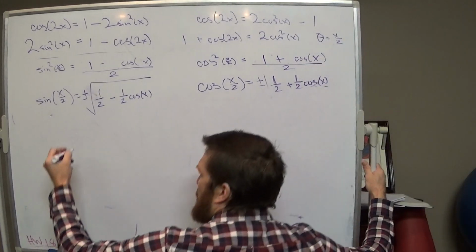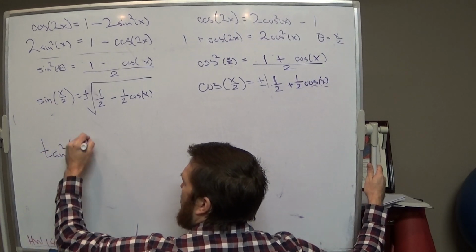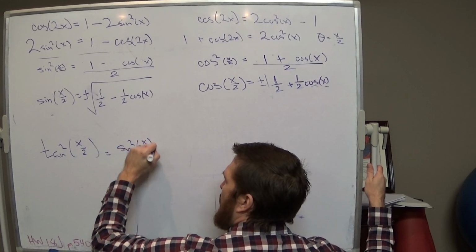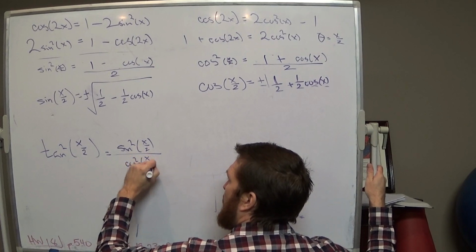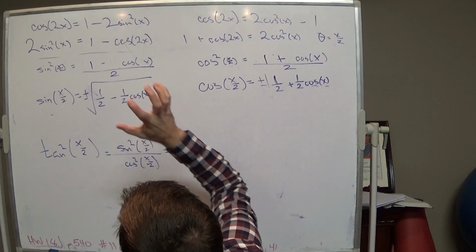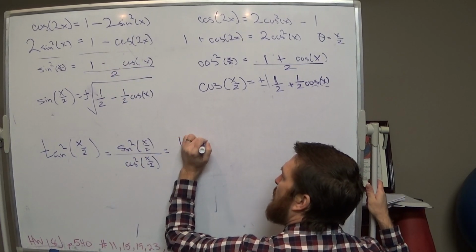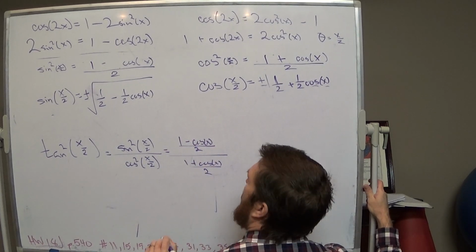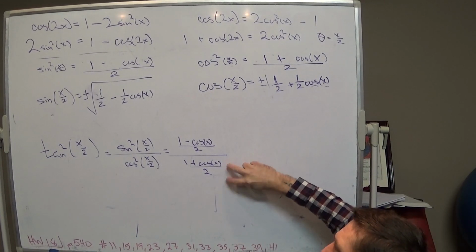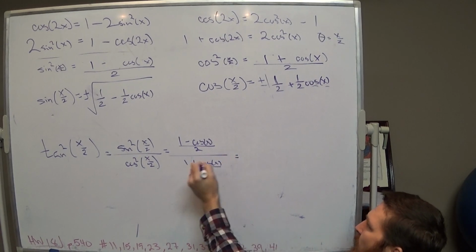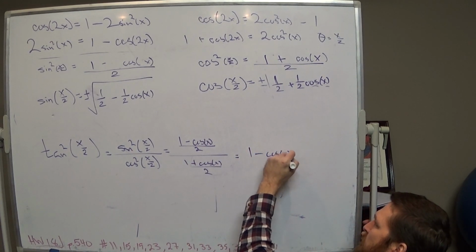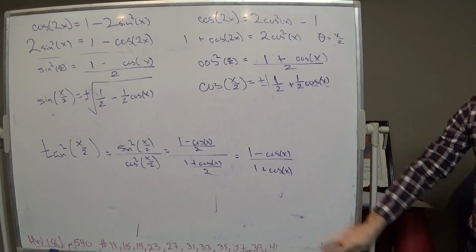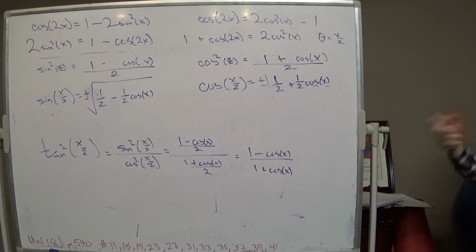And so then, tangent squared of something, why don't we call it x over 2, should just be sine squared of that thing over cosine squared of that thing. And so now we have sine squared is this guy, 1 minus cosine all over 2, divided by 1 plus cosine all over 2. That's the nice thing, right? This flips, the 2's cancel, and I'm just left with this in the numerator and this in the denominator. Everybody got that? It looks much, much nicer.